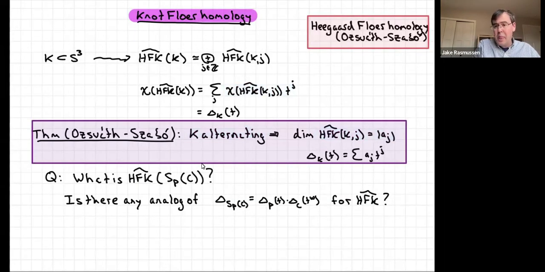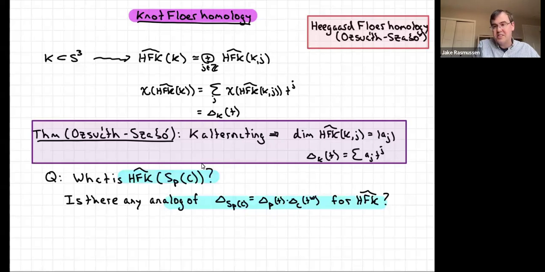All right, and so a really interesting question that you can ask is, there's this nice formula for the Alexander polynomial of a satellite knot. What can you say about the knot Floer homology of a satellite knot? Is there any analog of this formula? This turns out to be a really complicated and interesting question.